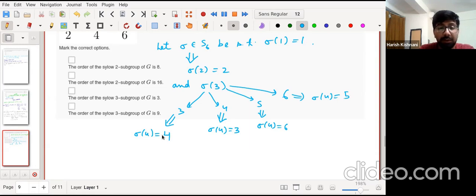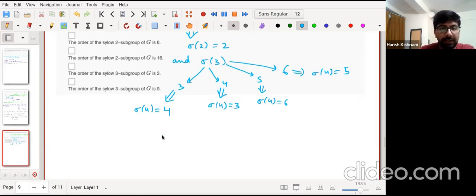Now we have to see what can be the images of 4, 5, and 6 also, right? So if sigma 3 and sigma 4 are of this kind, then again this can lead to two options. Because till now we have the computation for sigma 1, 2, 3, and 4. So sigma 5 can be fixed, or it can be mapped to 6. And if it is mapped to 6, that will imply that sigma 6 is 5.